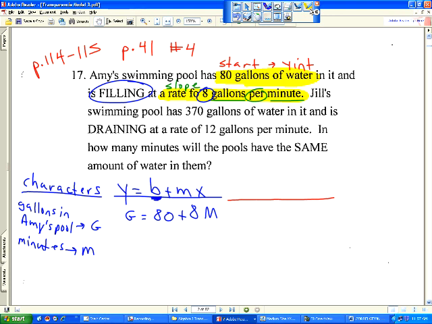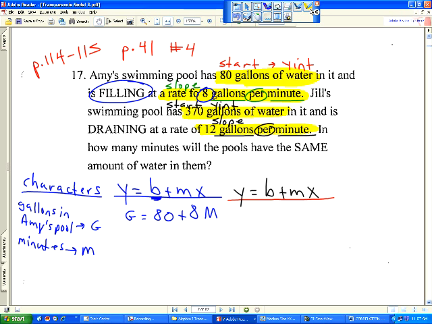Jill's swimming pool has 370 gallons. Ding, ding, ding. That's Jill's y-intercept, because it's what she started with in her pool. And it is draining at a rate of 12 gallons a minute. Ding, ding, ding. That's her slope, which is her blah per blah, gallons per minute. We have a slope and y-intercept for Jill. That's another y equal b plus mx.